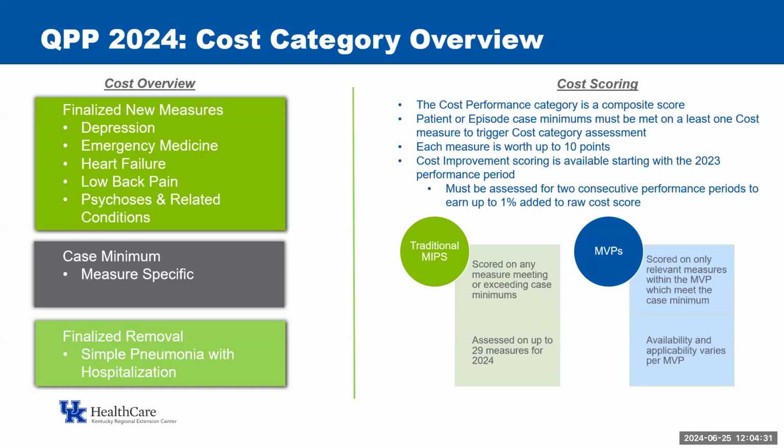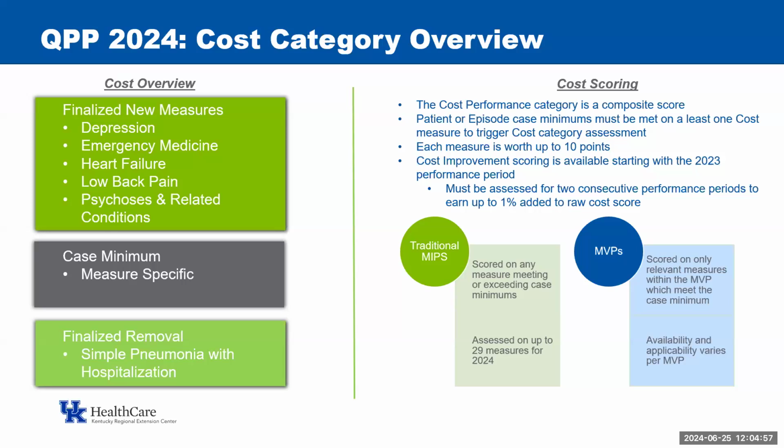The cost performance category is a composite score, and to trigger cost category assessment, case minimums must be met for at least one of those measures. Each measure is worth up to 10 points. There is improvement scoring attached to the cost category worth up to 1 percentage point of your raw score, and CMS does this by comparing your previous year's score to your current year's score.